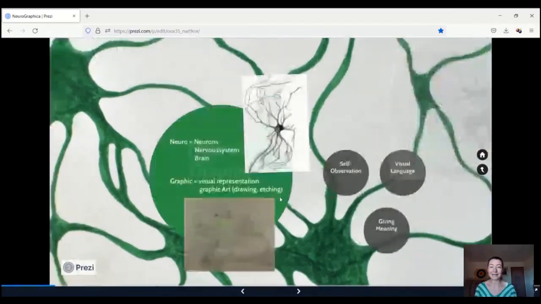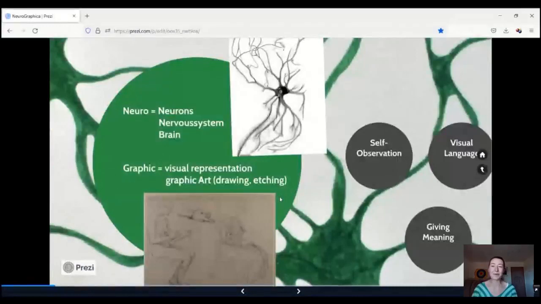So when we look at that, we have on the one hand neuro, which points towards neurons, the nervous system, the brain. We have neurons all throughout our body and our brain. And there are, of course, many neuron-like structures all over the world, in trees and plants, and every living thing has neurons, a nervous system.